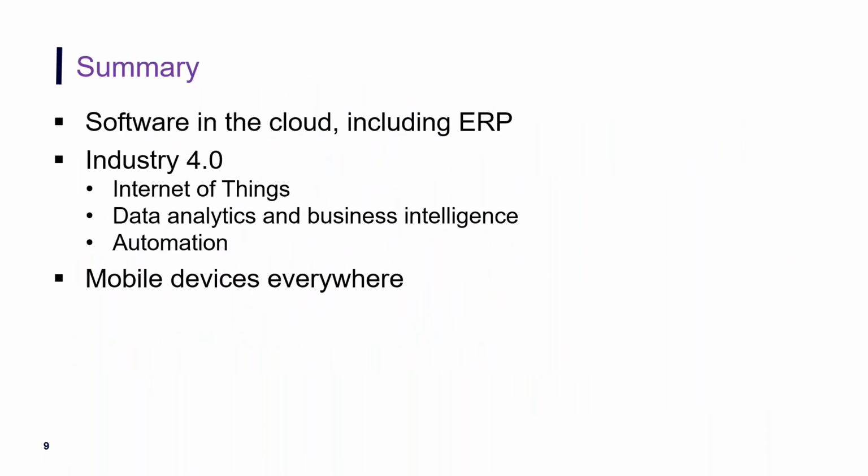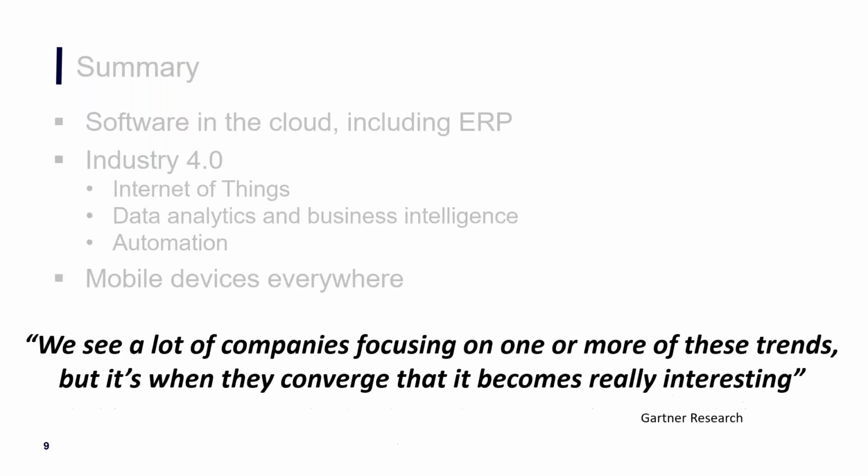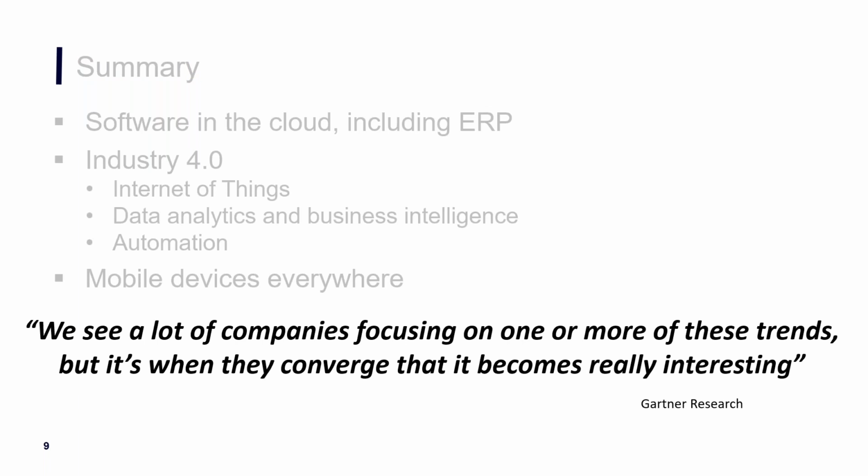So basically, just to sum this up, Industry 4.0 is a lot of things, but it's a lot of things that we talk about to customers each and every day. Software in the cloud, the Internet of Things, automation, data analytics, and mobile devices. So all of that rolls up into this new term, which is Industry 4.0. And one of the things that I've talked to Gartner at length, one of the things that they always say is they see a lot of companies that focus on one or more of these trends, but it's when they converge that it becomes very interesting.